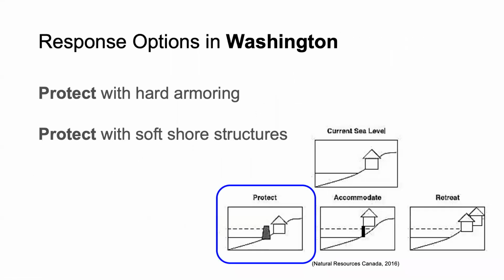The first response option that we have in Washington is taking a protection approach using traditional hard armoring methods. So in Washington, this would be things like building bulkheads or rock revetments and the like. The second option is also a protection strategy, but it employs natural materials to provide protection. So this would be a soft shore approach.